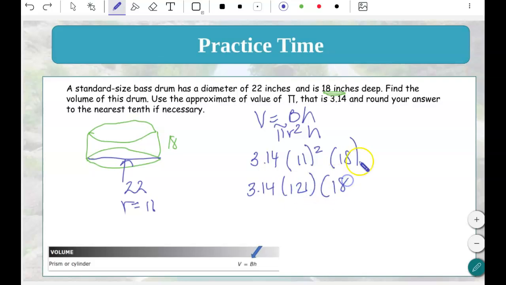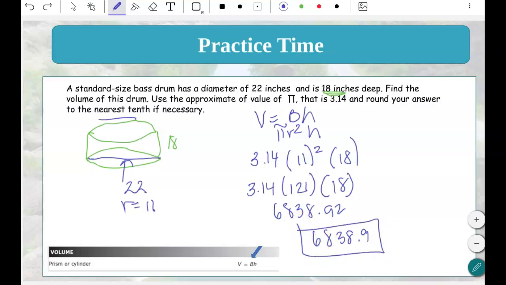So just multiply all three of those together using your calculator. 3.14 times 121, I'm using my calculator, times 18 is 6,838.92. So I'll write that down. 6,838.92. And it does say to round to the nearest tenth. The 9 is in the tenths place. The 2 says leave that 9 alone. So our answer is 6,838.9.